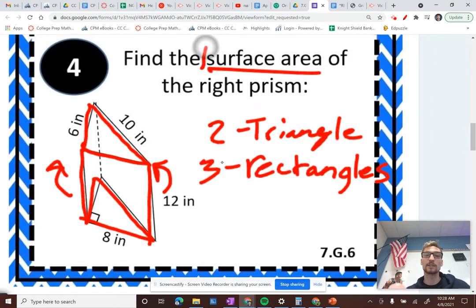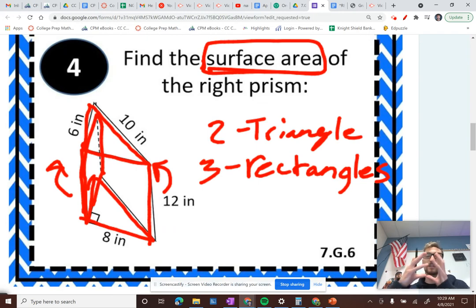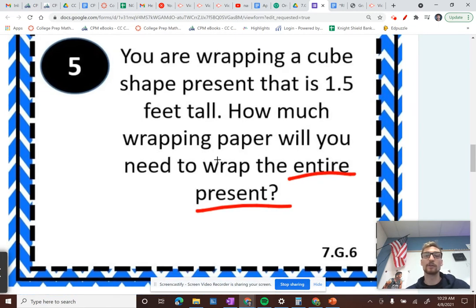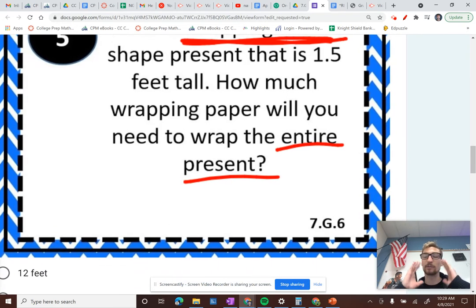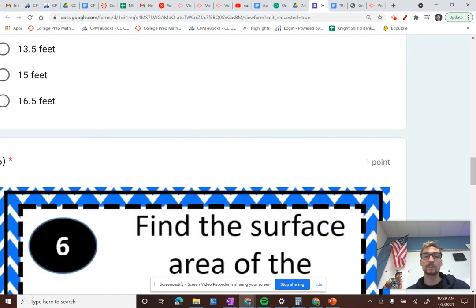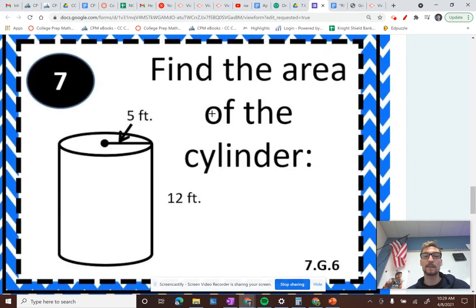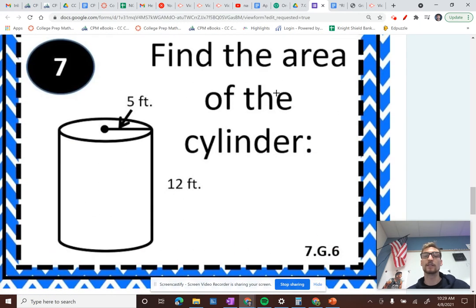All right. So again, surface area is going to be the area of all of the figures that make up the 3D right triangle prism. And then here you're going to look for the surface area because it's asking about wrapping a cube-shaped present. So how much wrapping paper would you need to go on the outside of that shape? And here it asks for the surface area of the square pyramid. Find the area of the cylinder.